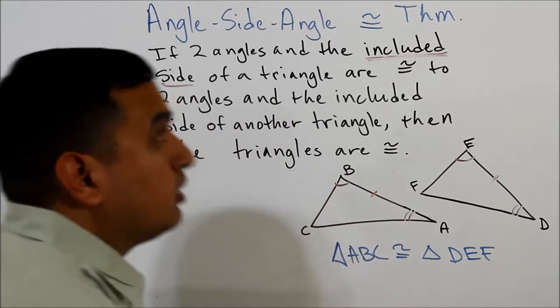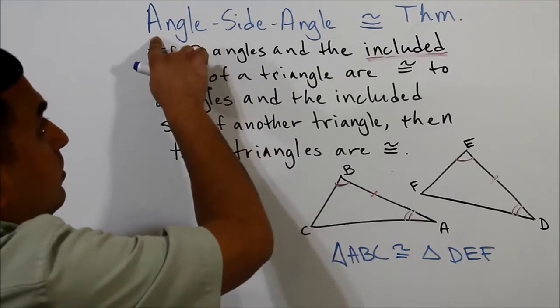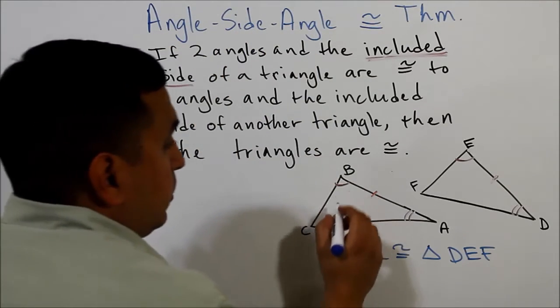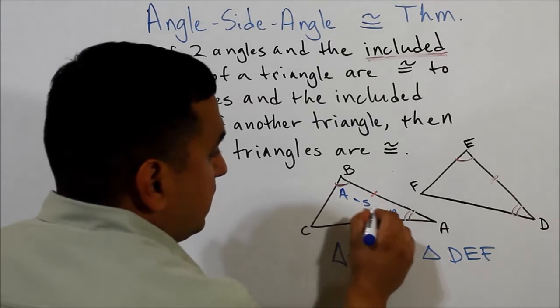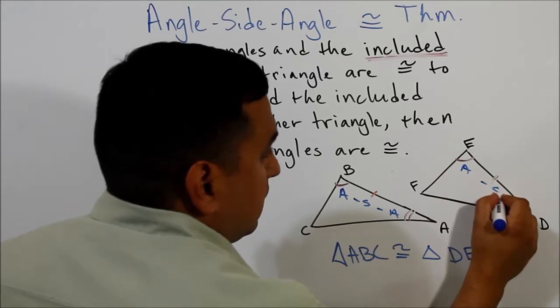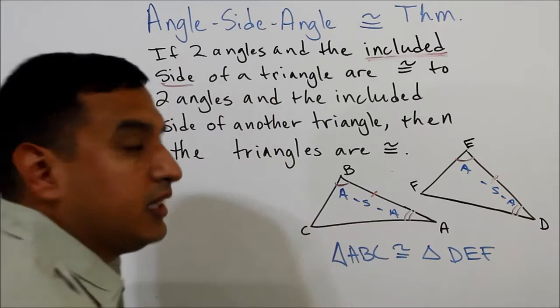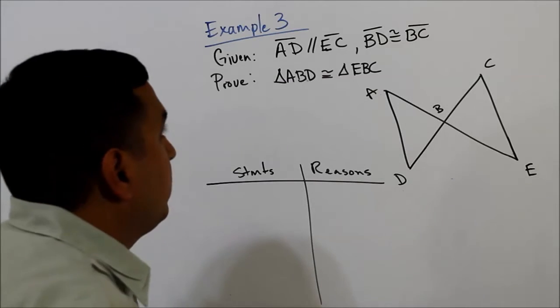Okay? So the order matters on this. I want an angle, side, angle. So here would be my angle, my side, and my angle. Those have to be connected. Like that.